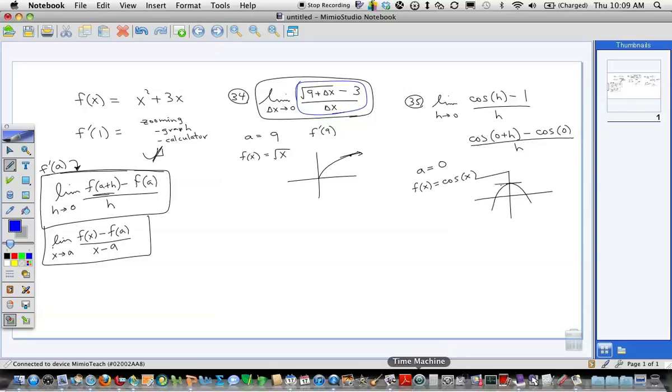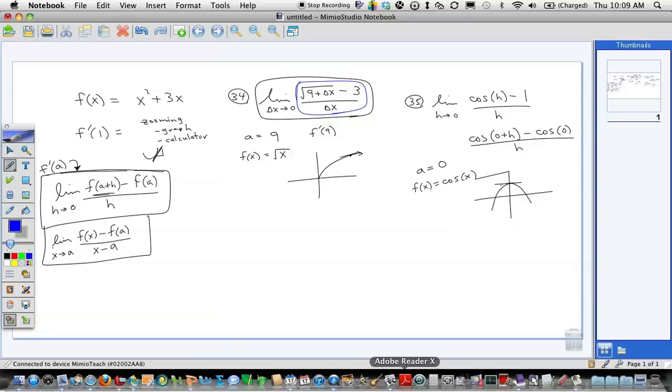And so what this is looking for is the slope of the cosine graph at 0. Well, it should be what? It should be 0, right? And so if you repeat that and you graph it, it should be crossing through the origin, whatever this graph looks like. If you graph cosine x minus 1 all over x, you'd see what it looks like as x is getting close to 0.